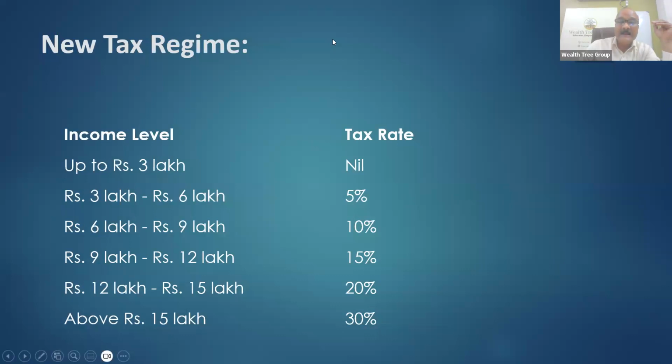So this is what is the standard deduction in new. Yeah, that's what I'm telling.